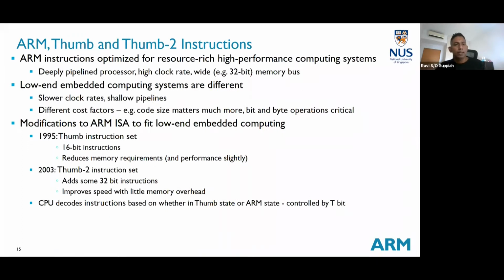The last part here is on Thumb, Thumb-2 and ARM instructions. This is just to give you an idea that when ARM started many years back, the whole idea was to design very optimized 32-bit architectures for computing systems. When you say that your processor is 32-bit, it means that all the registers, R0, R1, everything that you're dealing with, are 32-bit. Your internal registers are all 32-bit and so on.